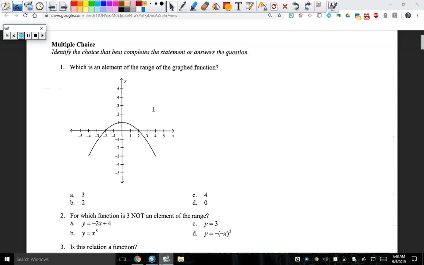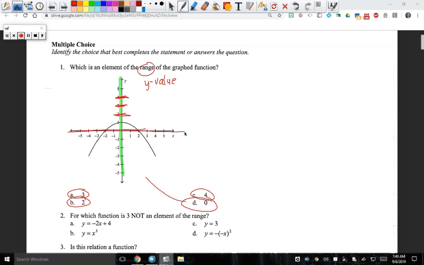Number 1, it says, which is an element of the range of the graphed function? We know that these are y values from domain and range, which means we're looking at these kind of values here. If I concentrate on where they're located, here's a 3, here's a 4 y value, here's a 2 y value, and here is a 0 y value. It says which is an element, that means which one belongs in the set of the range. So obviously you see that it's 0 because there are in fact 2 places where it exists. So the answer would be D.